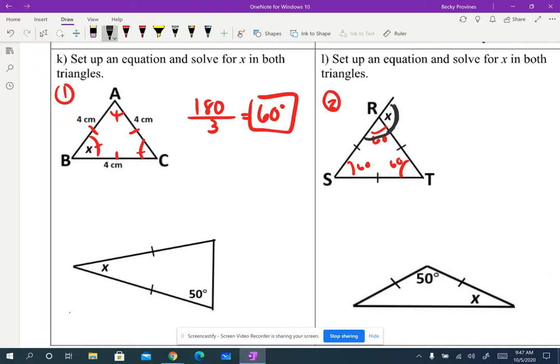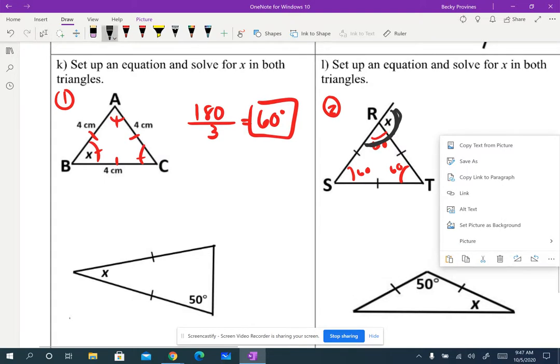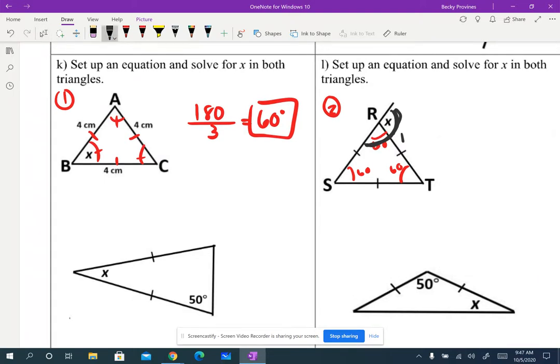Now, we can figure this out because we know together these 2 angles form a linear pair. And a linear pair is always 180 degrees. So to find x, I'm just going to take 180 and subtract that 60 to get 120.